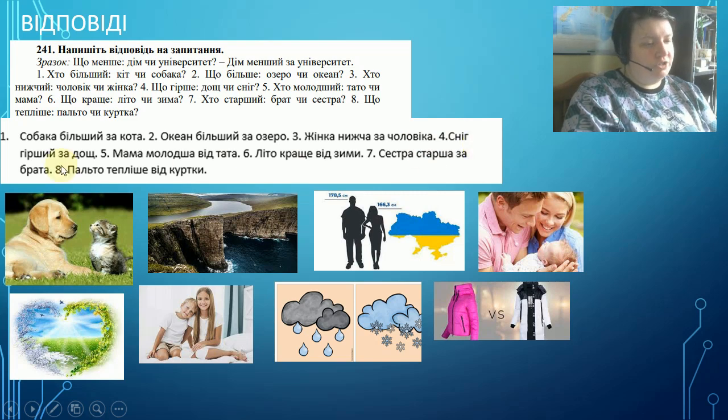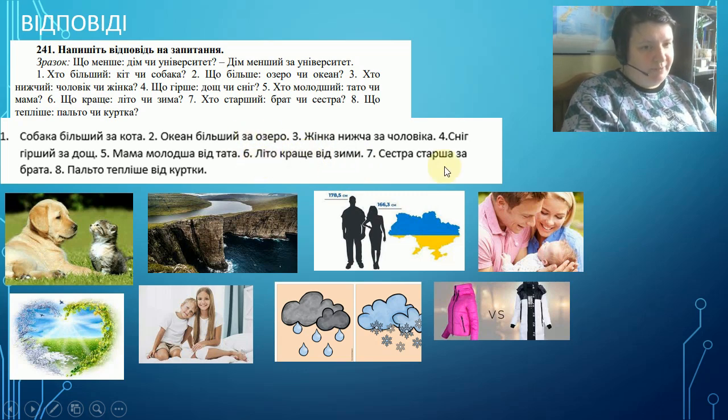Сніг гірший за дощ. Snow is worse than a rain. We have an e because сніг is grammatical masculine. Мама молодша від тата. Mom is younger than dad. And an because grammatical feminine. Літо краще від зими. Summer is better than winter. We have an літо grammatical neuter.